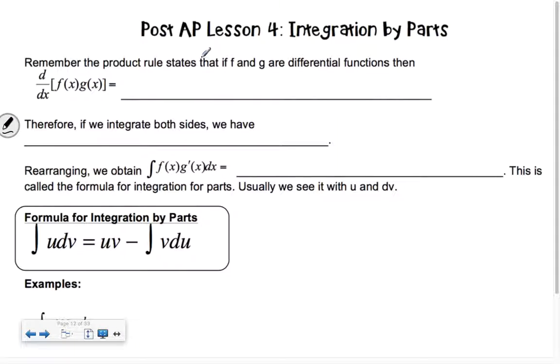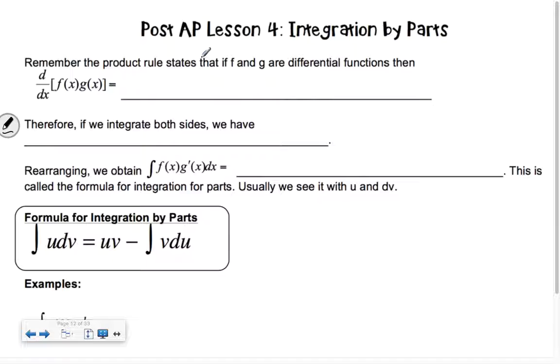All right, so our post-AP lesson number 4 is on integration by parts. When you go on in calculus, to Calc 2, Calc 3, and so on, you're going to need to be able to look at an integral and say, oh, this is a chain rule problem. Dang it, I was right the first time. A U substitution problem. Or this is an integration by parts or partial fractions. So we have to learn all these different methods to integrate.